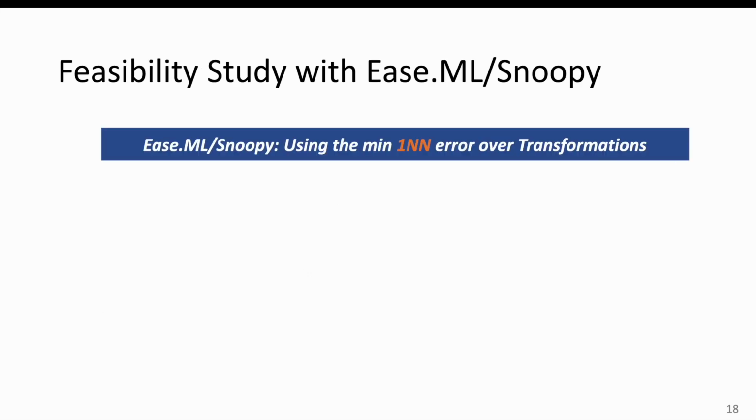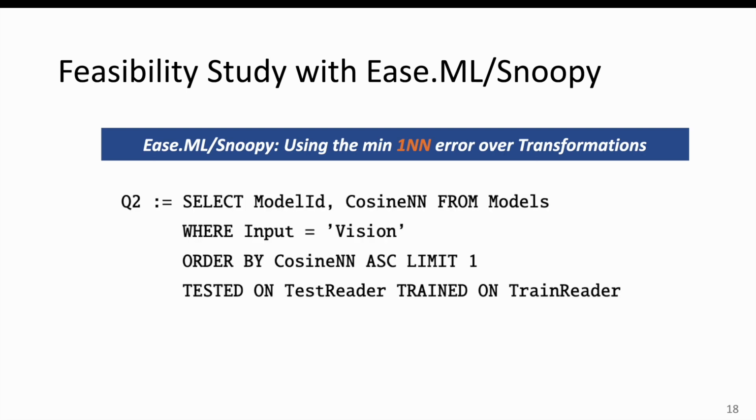But the nice thing with Shift is that this system of Snoopy basically reduces to a very simple query for Shift, which is we want to get the minimum 1-in-n error over all possible transformations. And this is basically query 2, where we don't care about which model is returned, but we care about the cosine nearest neighbor accuracy, or the error, in order to compute the range of accuracy which is achievable on that data set.